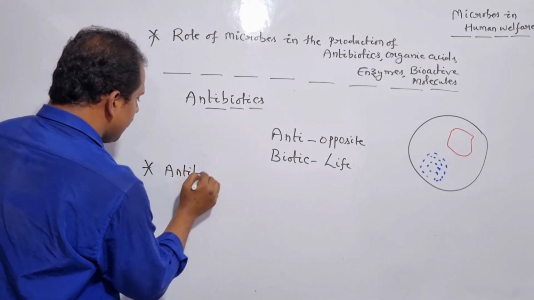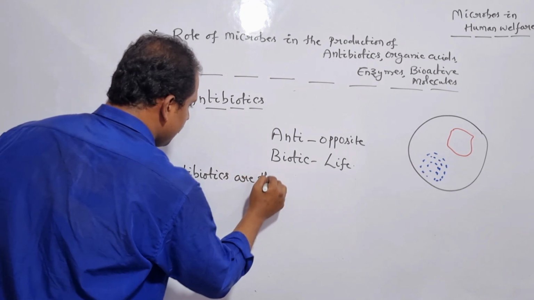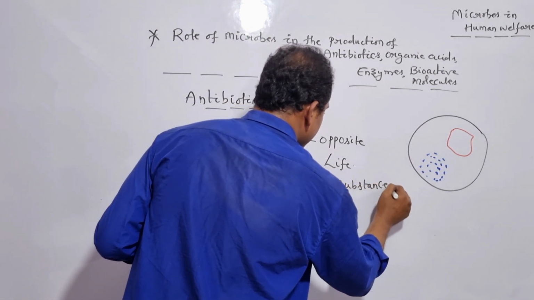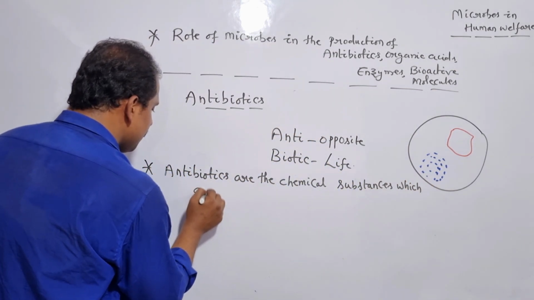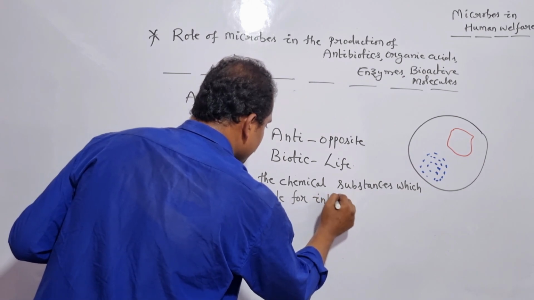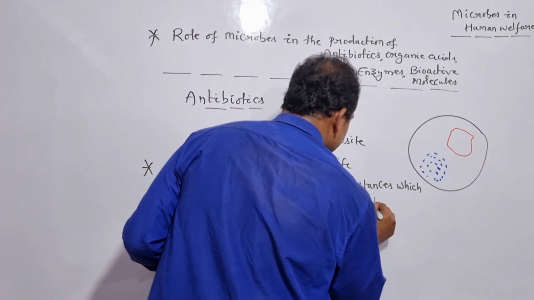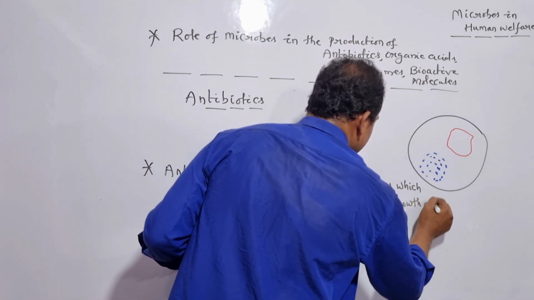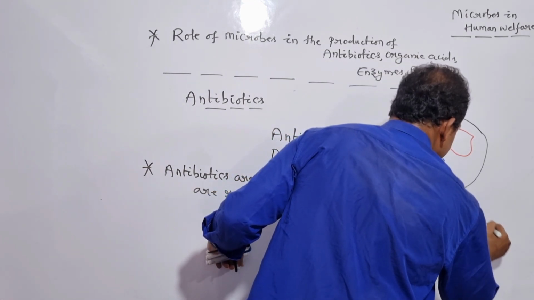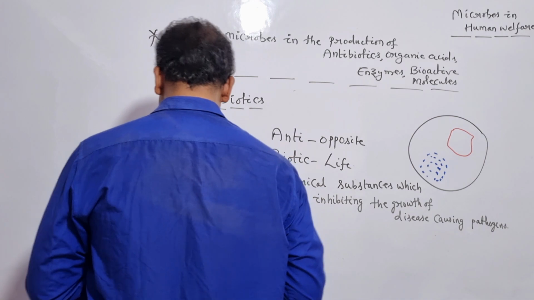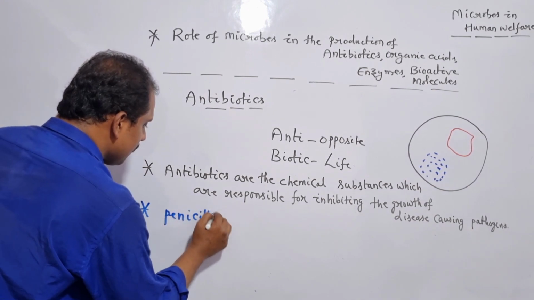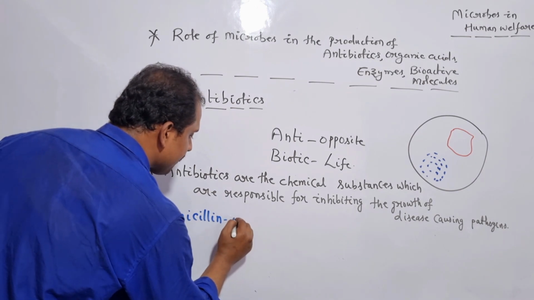Antibiotics are the chemical substances which are responsible for inhibiting the growth of disease causing pathogens. Right? So the first ever antibiotic which was discovered was penicillin. It was the first antibiotic discovered by Alexander Fleming.